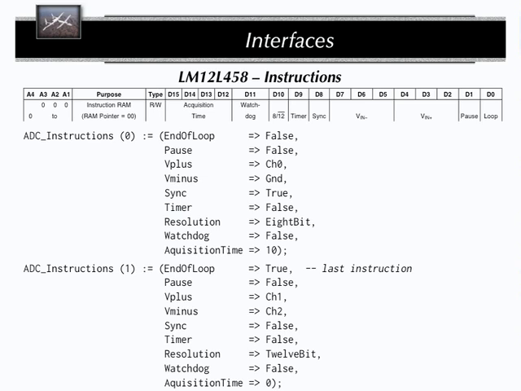And I have a certain acquisition time available for that, followed by the second instruction, which is also the last instruction which I want to give to this conversion system, which takes the value between channel 1 and channel 2, the differential voltage between these, converts them as a 12-bit, and there is no timer, delay, watchdog, or external synchronization involved.